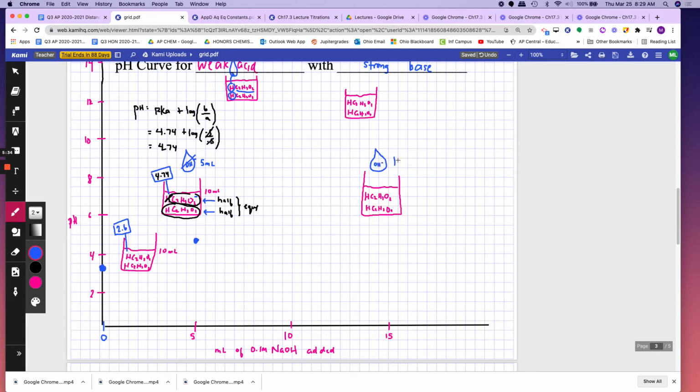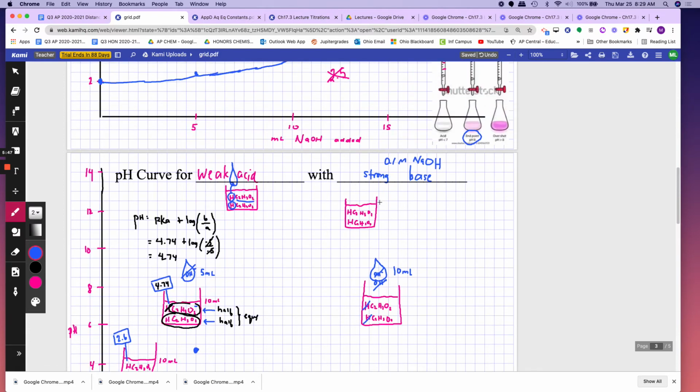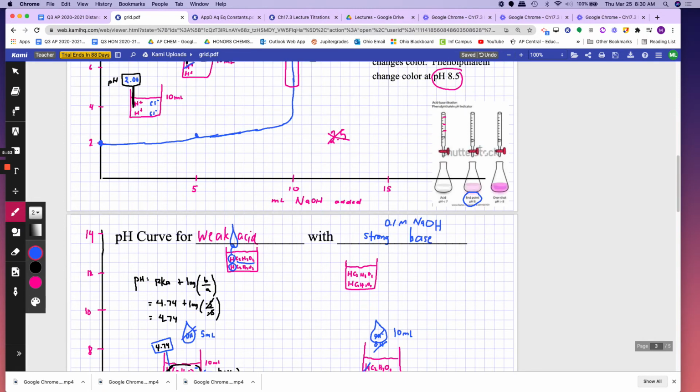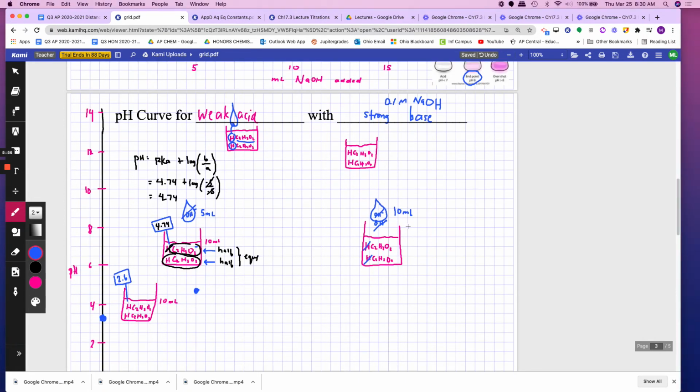Once I've added 10 milliliters, let's say, then there's 2 of these. This will cancel with this, and this will cancel with this. I have reached what's called, what is it called? Equivalence point, when the moles of acid equals the moles of base. So this is called the equivalence point.